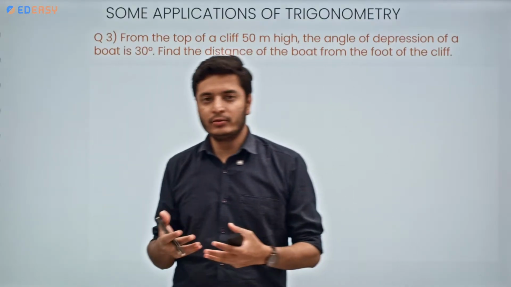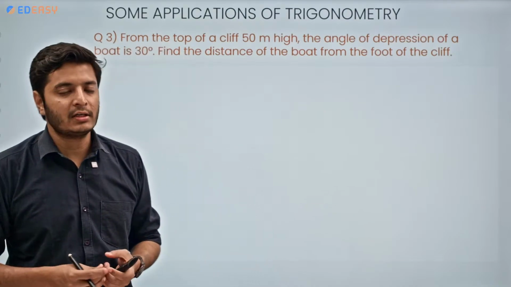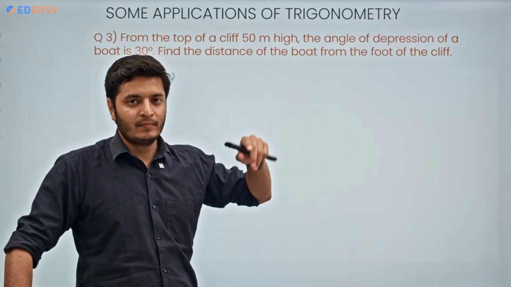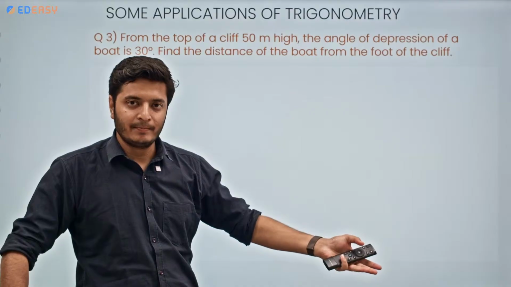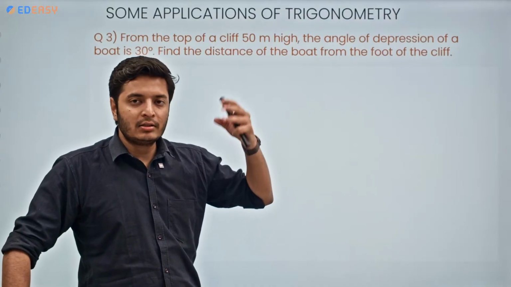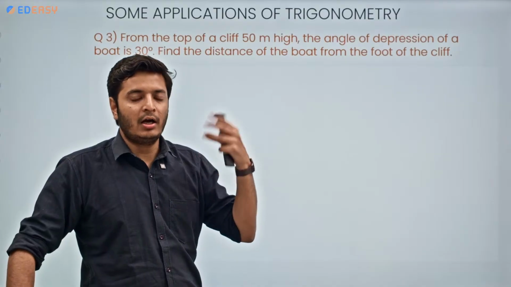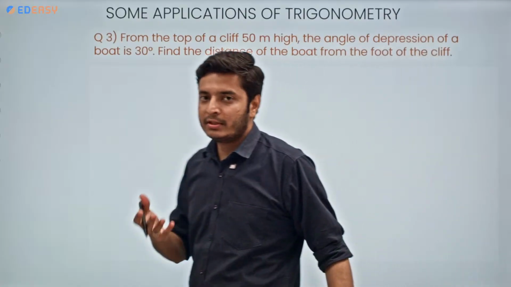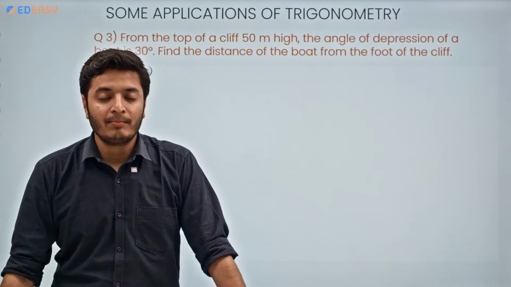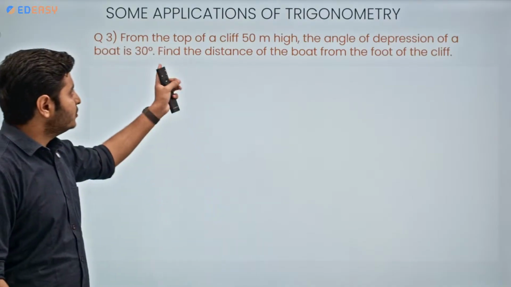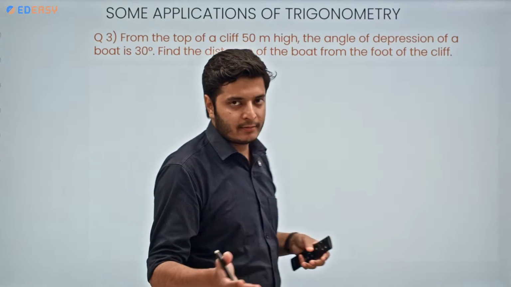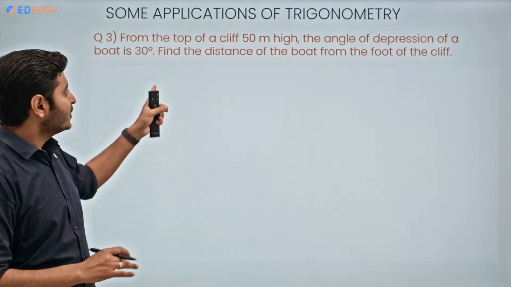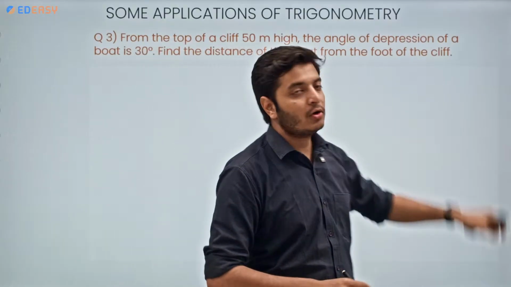This time we are seeing a new term, correct? Angle of depression. When can we create an angle of depression? When the observer is at a higher distance vertically than the object, correct? The observer is at a height, sitting at the top of something and looking at the other object by lowering his head, correct? So someone is looking at the boat from the cliff. The angle that he is making with the horizontal level is 30 degrees.